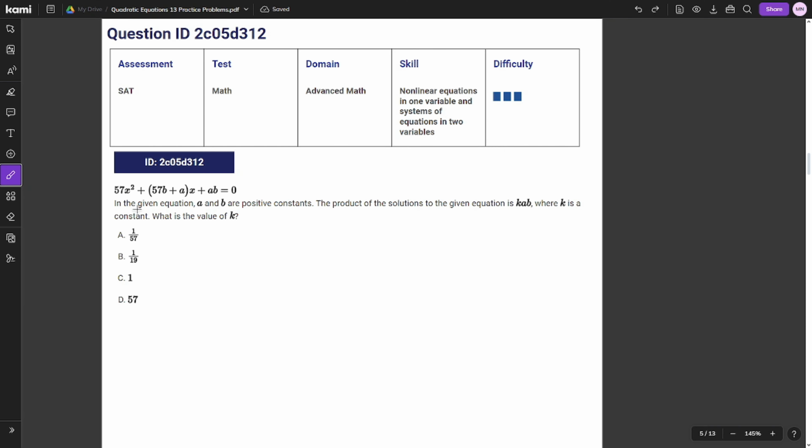Question number 5. Here they give us this equation, and they tell us that the product of the solutions is KAB. Then they want us to find the value of K. Now here, since we have two variables, we cannot use Desmos, but we can use a little trick. If you remember, whenever you have an equation in the form ax squared plus bx plus c, the product of the solutions is going to be c over a. So here in this equation, our a value will be 57, our b value will be 57b plus a, and then our c value will be ab.